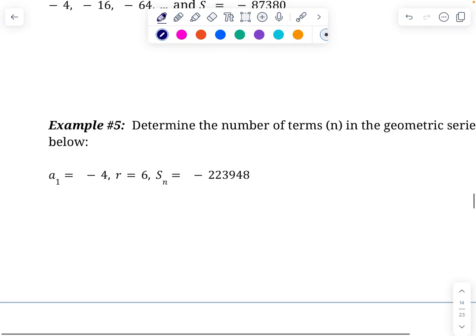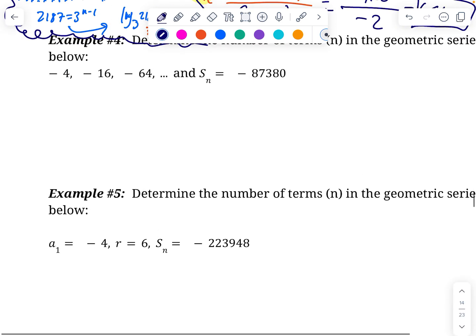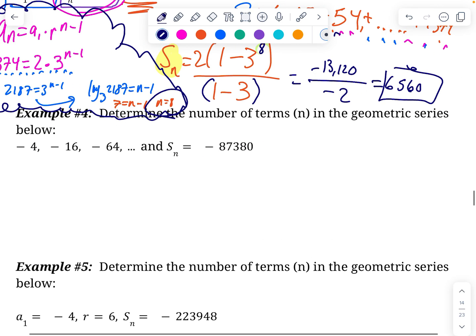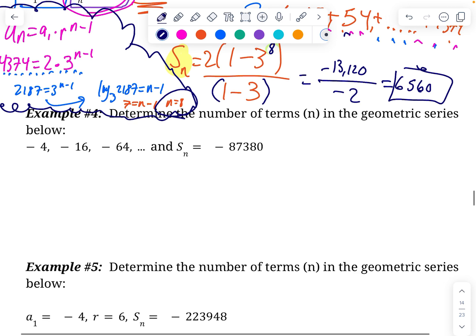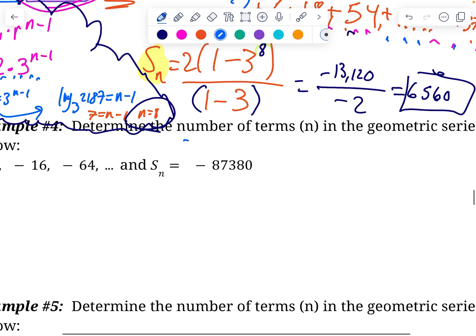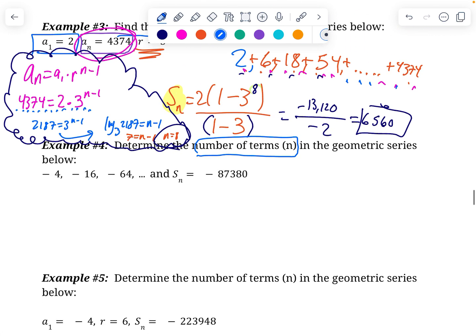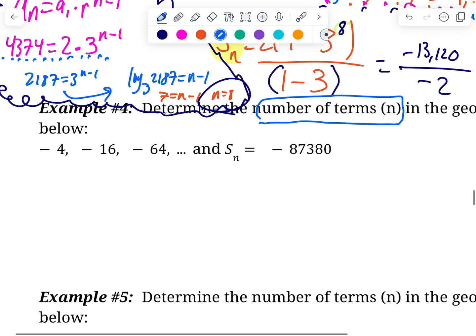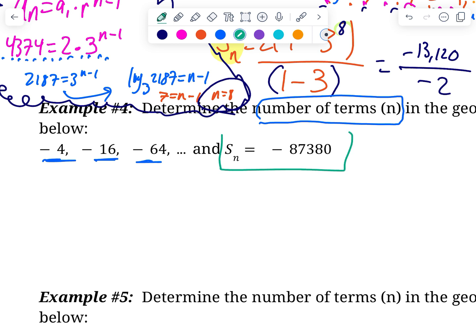I'm going to do one more problem with you. I'm going to do example 4. Cool? Okay. Ready? It says determine the number of terms. Okay, so find the n in a geometric series below. Okay, well, they tell me the first, the second, the third, and they tell me this. This is where you got to be on point about the notation. Pay attention right now. This is a common mistake.